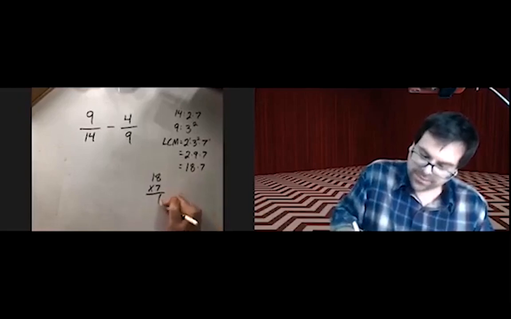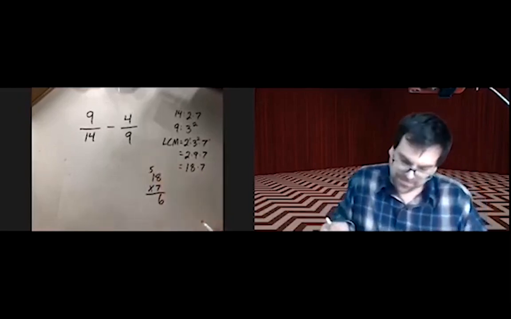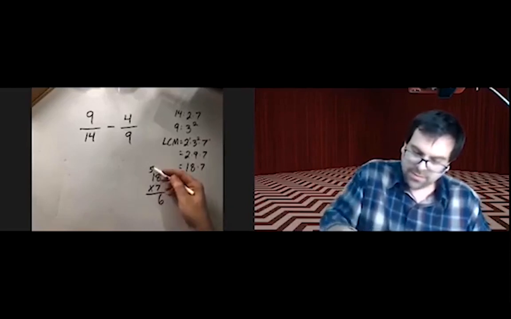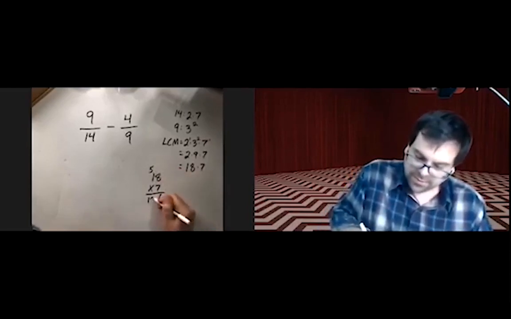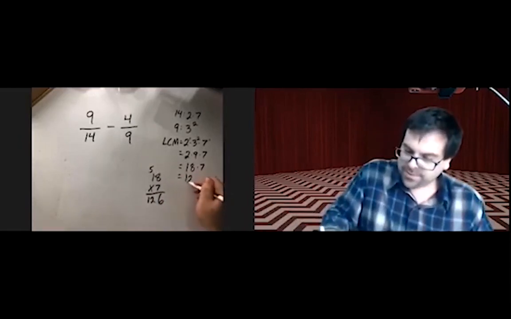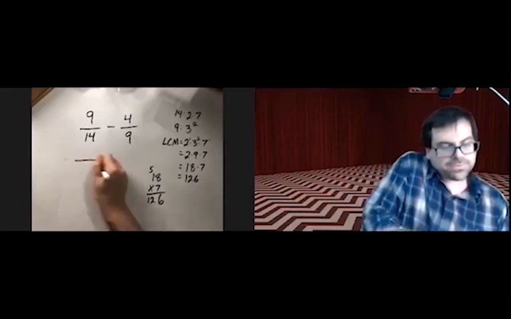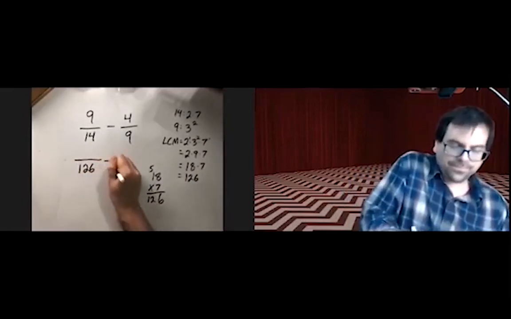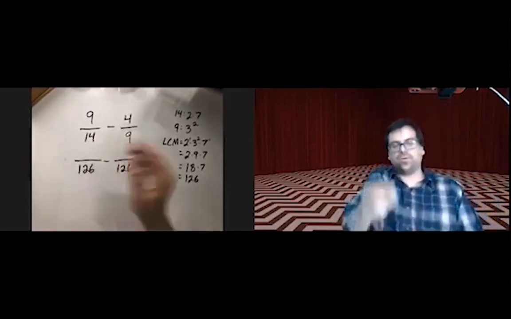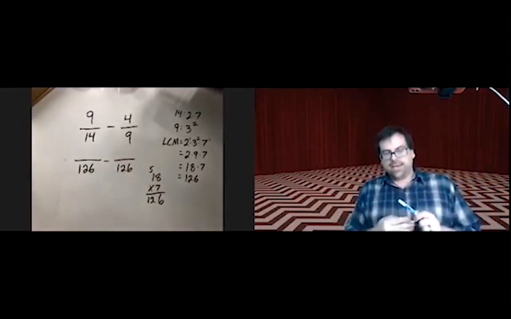7 times 8 is 56. Carry the 5. 7 times 1 is 7. Plus 5 is 12. 126 is the least common multiple. 2 fractions over 126 instead of over 14 and 9.